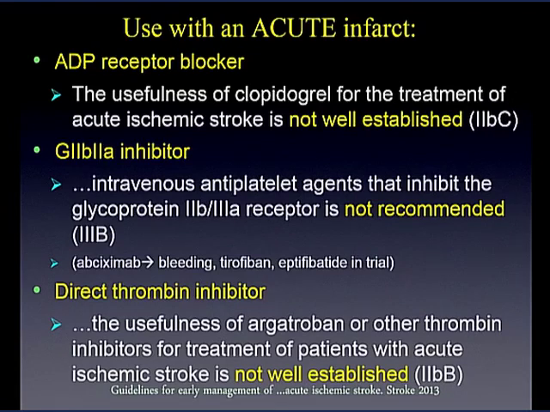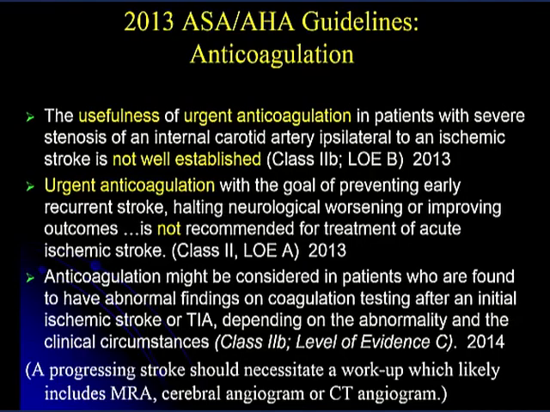The trial showed bleeding with the Siximad that they had done. There's some trials ongoing. And the direct thrombin inhibitors, it's not well established using these in the acute setting. That's not for prevention. We're talking about acute setting. So most aren't using this, but just a point.